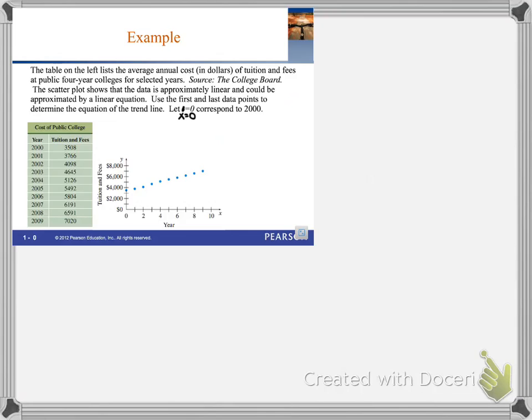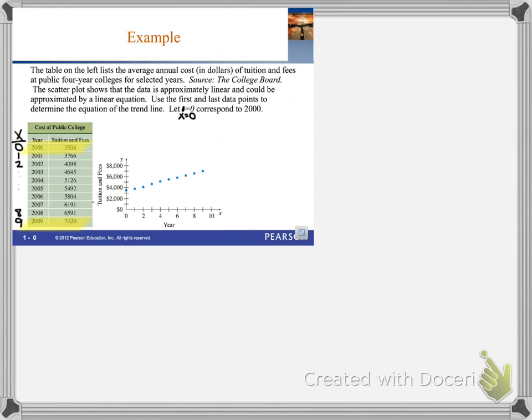Alright, we're using the first and last data points, so we're using 2000 and 2009, and then I'm going to look over here. Remember they said x equals 0 should be the year 2000. So I'm going to come over here and add my x's. For the year 2000, they said x should be 0. So 2001, x would be 1, 2, and so on and so forth. 2008, x would be 8. 2009, x will be 9.